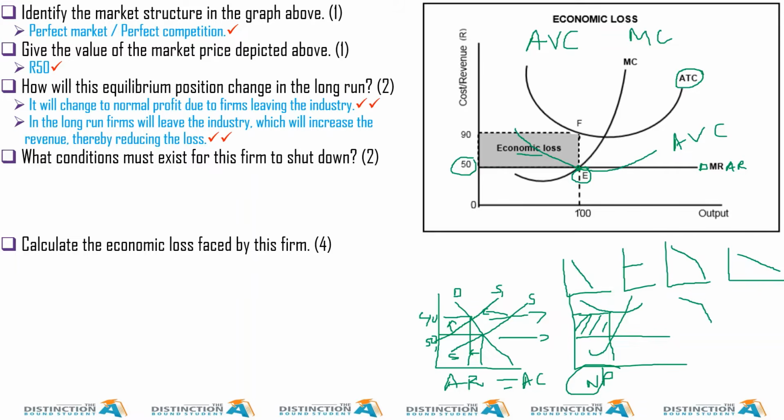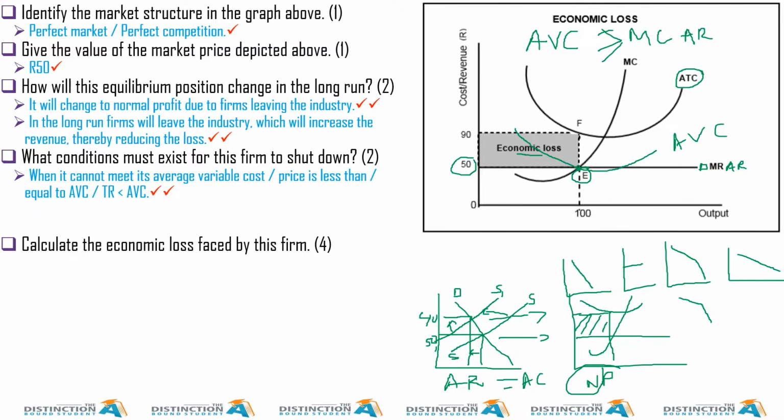So what we want here is something along the lines of when a firm cannot cover its average variable cost, it will have to shut down. Or when its price, or MR, or I can say AR, if its average revenue is less than or equal to AVC, the firm should shut down. It should continue if its AVC is less than AR. Okay, something like that.